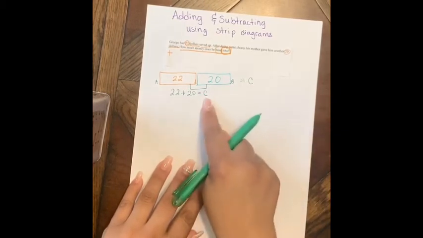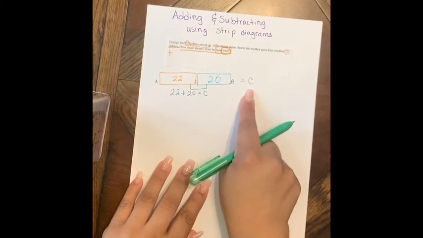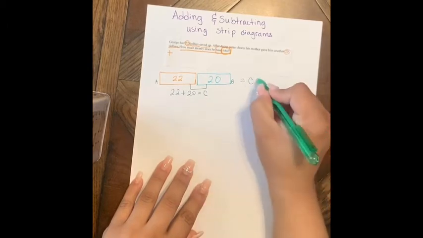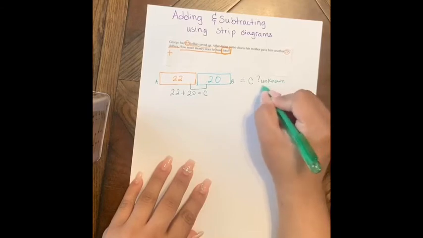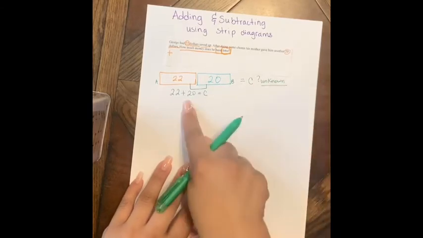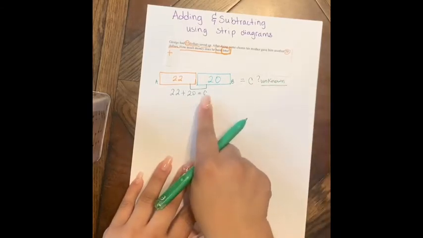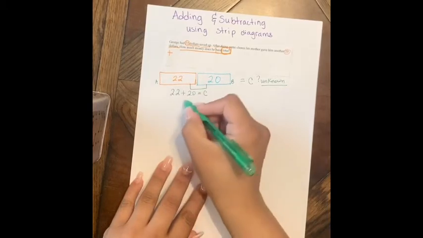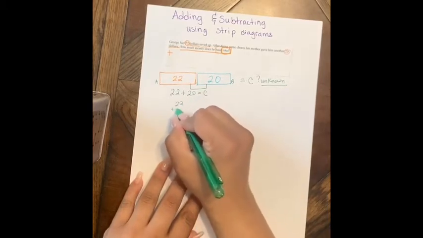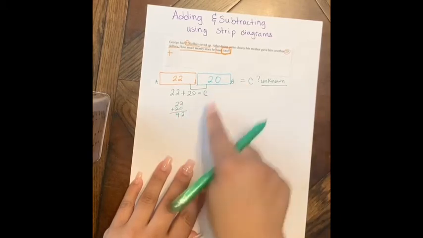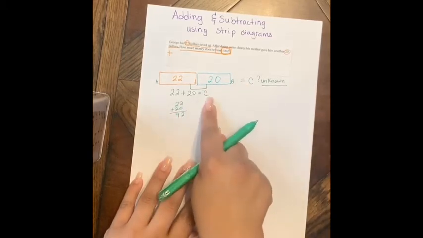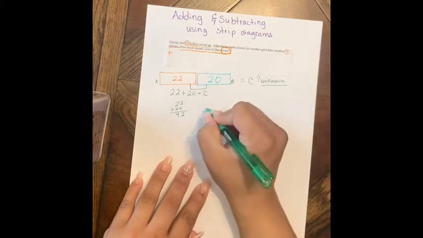This is the part that I don't know. This is the unknown. I don't know it yet. But if I add these together, I will get my answer. So then I'll do 22 plus 20. That's 2, and then this is 4. So now I know that C equals 42.